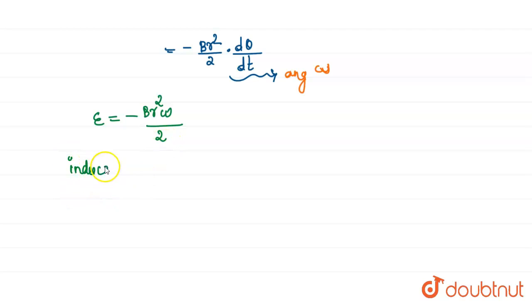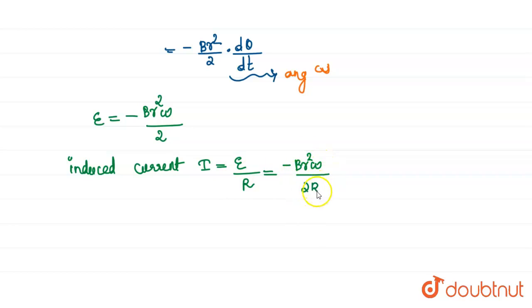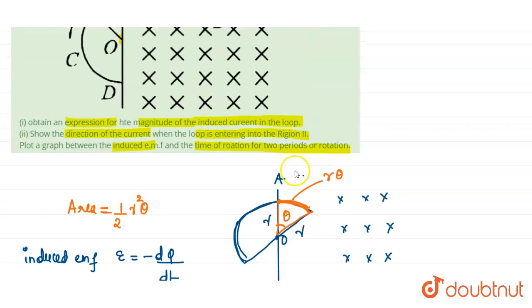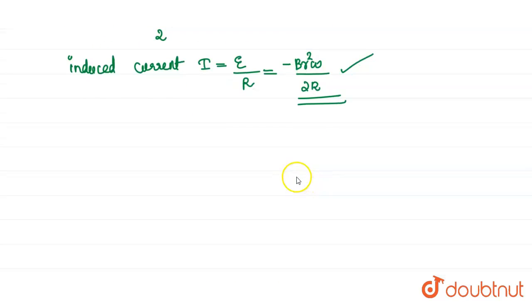Therefore, the induced current is obtained by I equal to EMF divided by effective resistance, that is minus BR square omega divided by 2R. So this is the first part asked, that is, the expression for the magnitude. The magnitude is given by modulus of I equal to BR square omega divided by 2 into capital R. This is our first question.